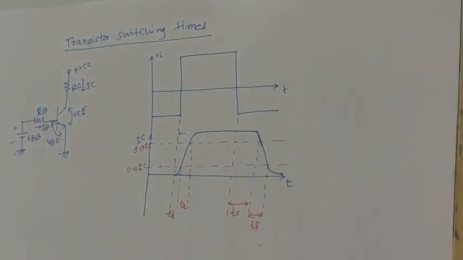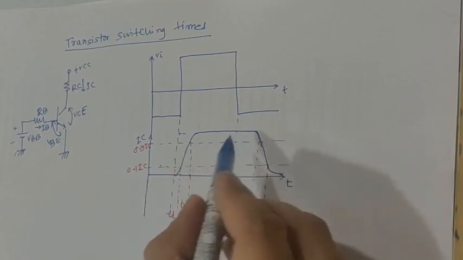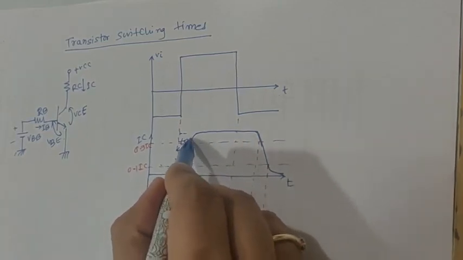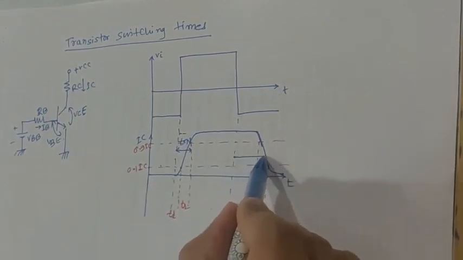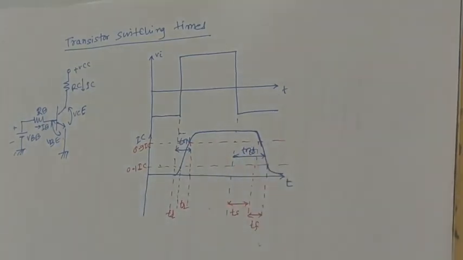Now what is the meaning of this? That I will be considering in the next slide. So let's just consider this time, right from TD till TR, means TD plus TR. This particular time is called as turn on time or T on time, and the time from TS till the end of TF is called as T off time, turn off time.